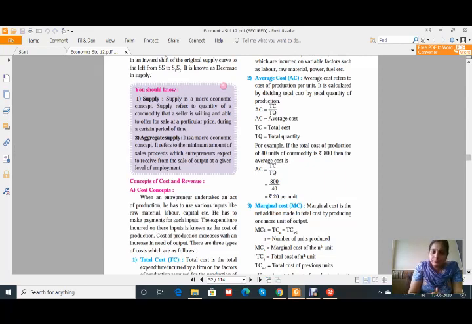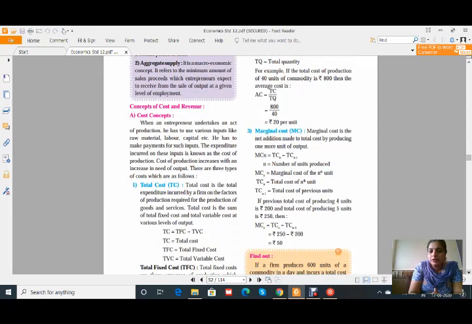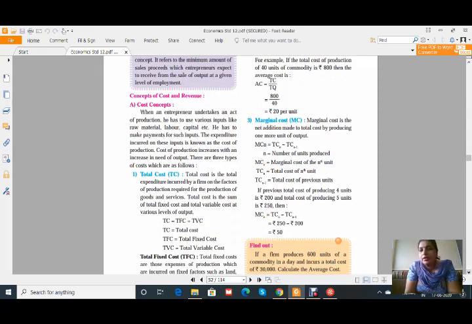Now, marginal cost. See, I already told you about this word marginal. Whenever marginal is there, there must be one additional unit. Marginal cost is the net addition made to the total cost by producing one more unit of output. That means MCn is equal to TCn minus TCn-1. What is n here? n represents the number of units produced. MCn is the marginal cost of the nth unit. TCn is the total cost of n units. And TCn-1 refers to the total cost of the previous units.